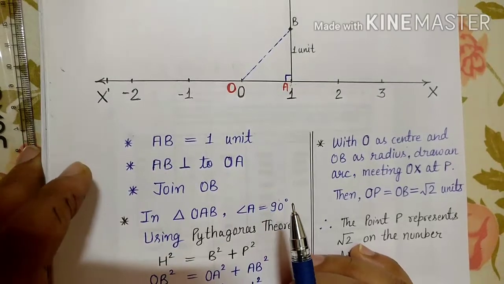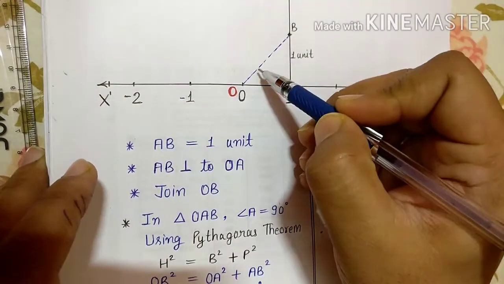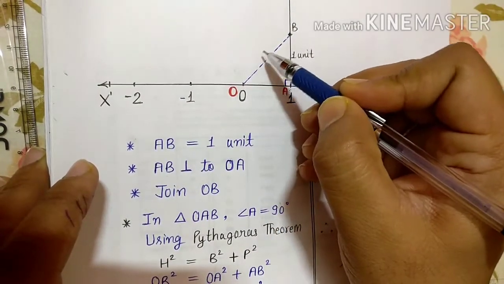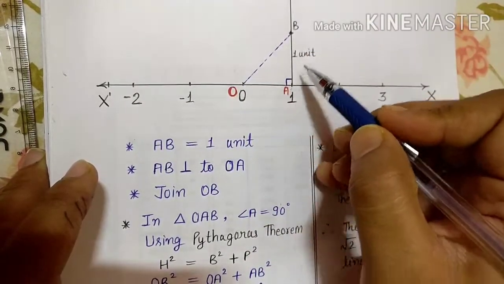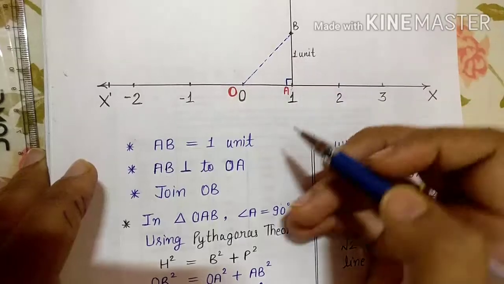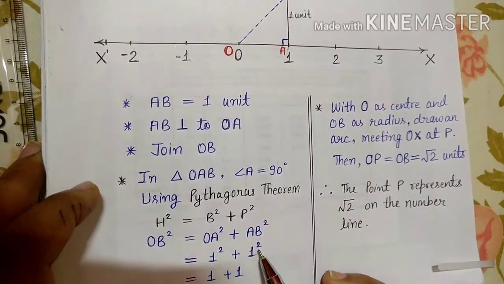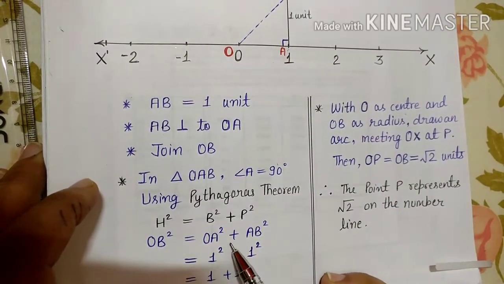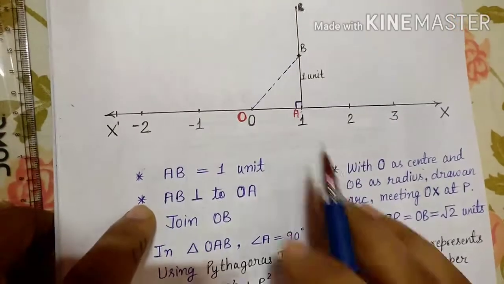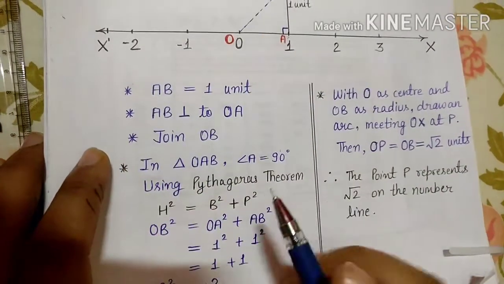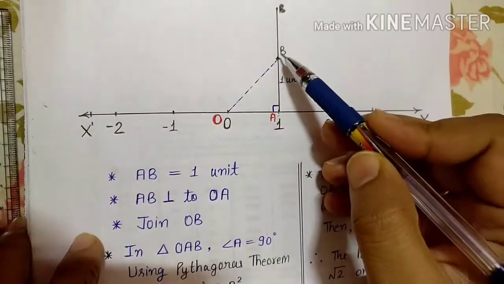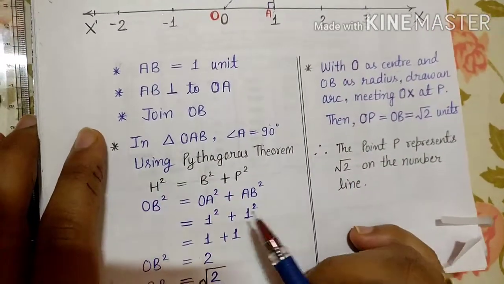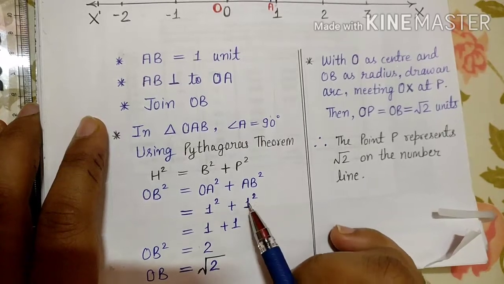So with the help of Pythagoras theorem, I can say that hypotenuse, the longest side, h square equals base square, that is OA square, plus perpendicular, that is AB square. So OB square equals OA square plus AB square. How much is OA? 1 unit, so 1 square. How much is AB? A to B, 1 unit, so 1 square. 1 square means 1, and this 1 square means 1.